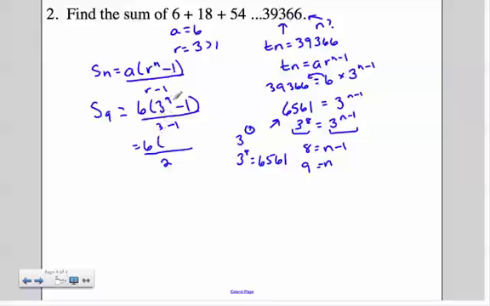I'm going to do 3 to the exponent 9, then subtract 1. Careful that my calculator does not do 3 to the exponent 8, that it does the exponent first. When I do that, I get 19,682. So you can go 6 times that, divided by 2, or I like to type in as little as possible. So I'm going to go 6 divided by 2 first, which gives me 3. And I'm just going to multiply that number by 19,682 to get 59,046.